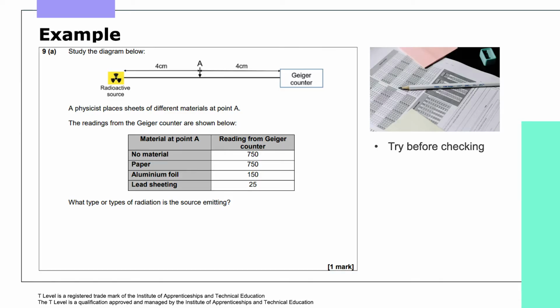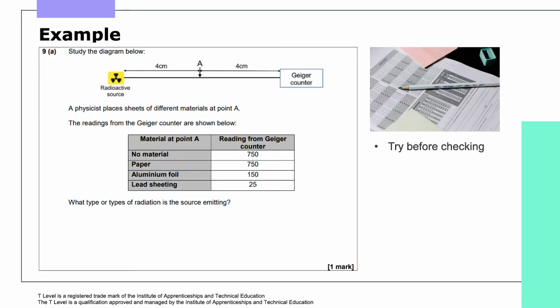Next, we see that the count rate is reduced when aluminium foil is placed at point A. This would suggest that the radioactive source is emitting beta particles, as they have medium penetrating power and therefore cannot penetrate the aluminium foil. Finally, we see that there is still radiation detected from the radioactive source when using aluminium foil and lead sheeting. This suggests that there is also gamma radiation being emitted, as it has a high penetration power and therefore would be detected even with these two materials placed at point A.